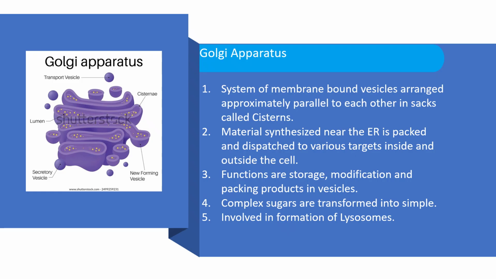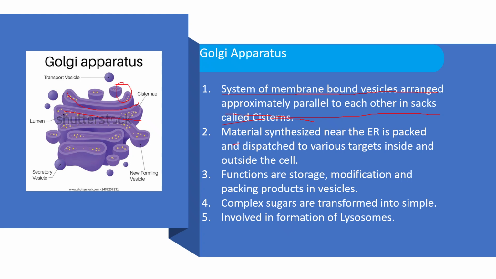Now we'll study Golgi apparatus. Golgi apparatus is the system of membrane-bound vesicles arranged approximately parallel to each other in sacs called cisternae. So as you can see in the photo, these are approximately parallel to each other. These are the sacs and these are cisternae.